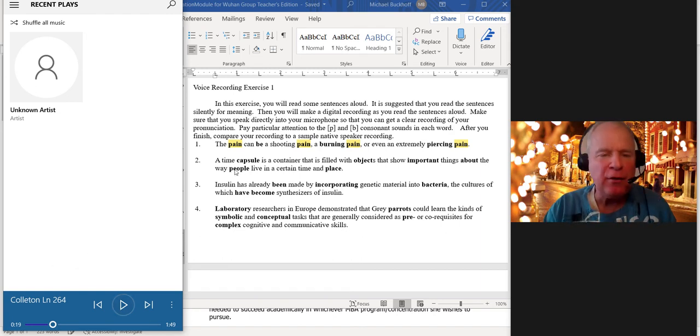Now, you're reading the sentence a little too slowly. If I read number two, I'd say, a time capsule is a container that is filled with objects that show important things about the way people live in a certain time and place, something like that.